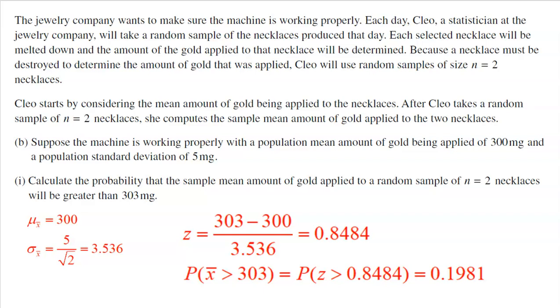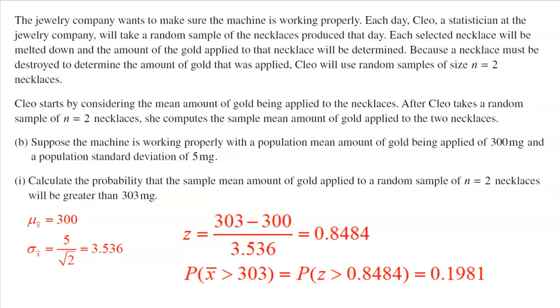Each day, Cleo, a statistician at the jewelry company, will take a random sample of the necklaces produced that day. Each selected necklace will be melted down and the amount of gold applied to that necklace will be determined. But because a necklace must be destroyed in order to determine the amount of gold that was applied, they do not want to use very large samples, so Cleo will use a random sample of 2 necklaces.